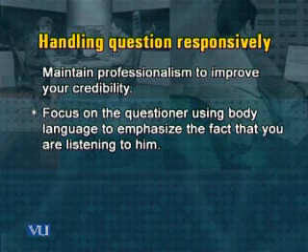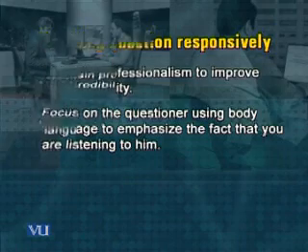So focus on the questioner. Don't let him feel that you are not attentive. Whenever you are listening to a question, use your body language to emphasize the fact that you are listening to him. This is very important. Your concern, shown through this body language, will certainly impress the questioner, and instead of going hostile, he may start feeling positively. So you have to maintain your professionalism.